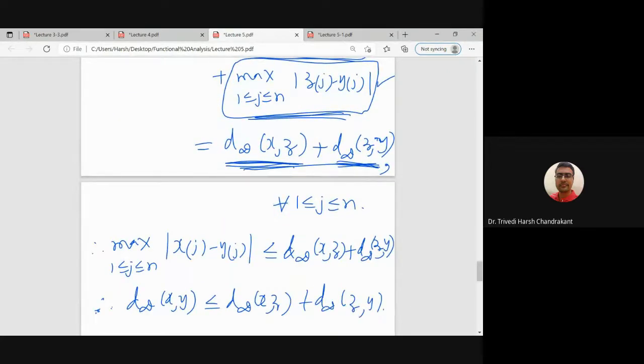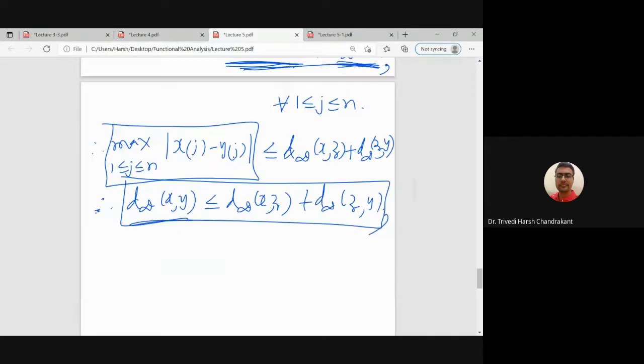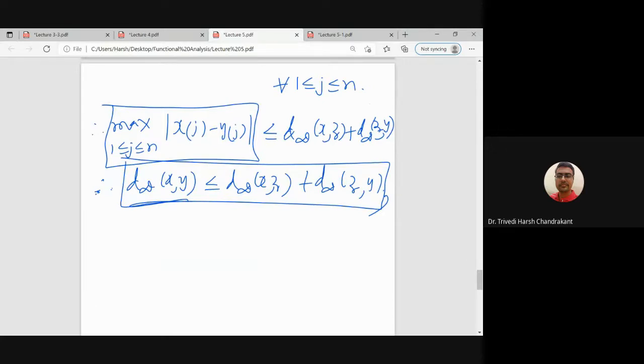So now we are taking the maximum over the left side, and that is d infinity of x, y. So d infinity satisfies this triangle inequality for all x, y, z in Kn. So that means d infinity is a metric on the set X equals Kn.